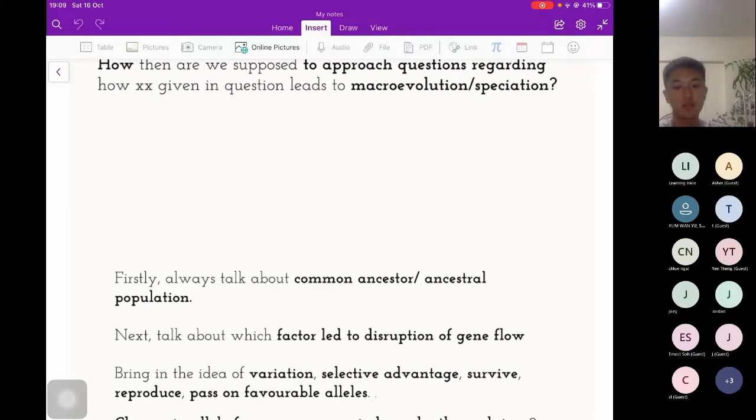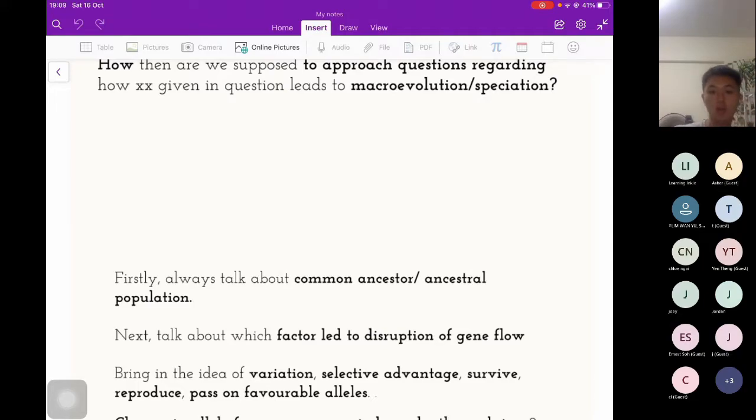Next, talk about which factor led to disruption of gene flow. This is usually given in the question, so it's very self-explanatory and you don't have to think much about it. You just copy from the question what they wrote. The next idea you bring in is variation. If you don't talk about variation, the other parts of your answer will not make sense. So you have to talk about variation.